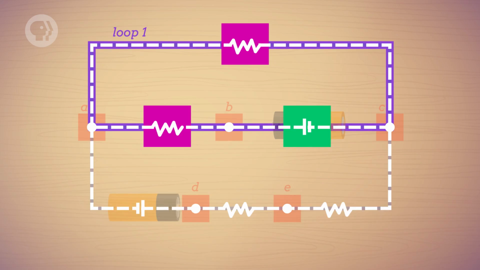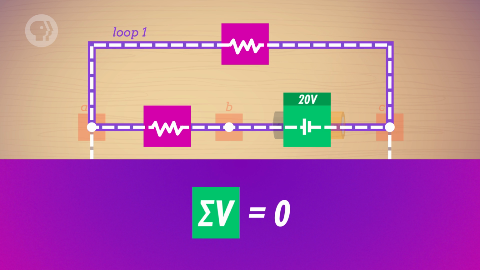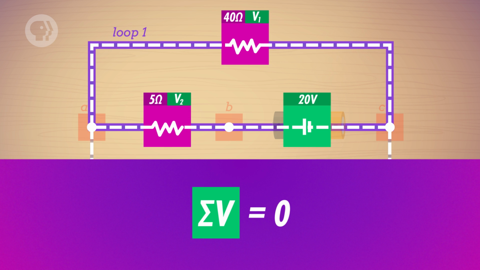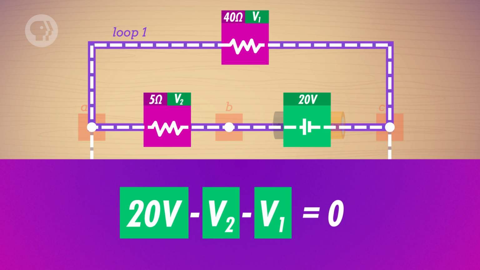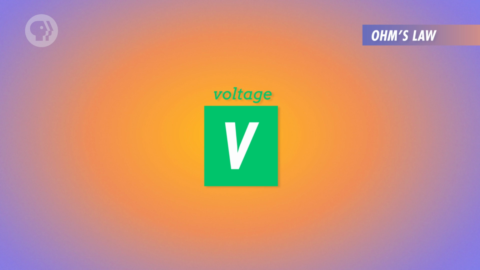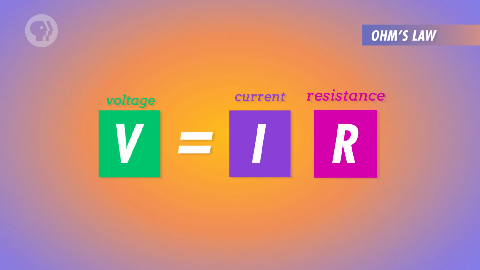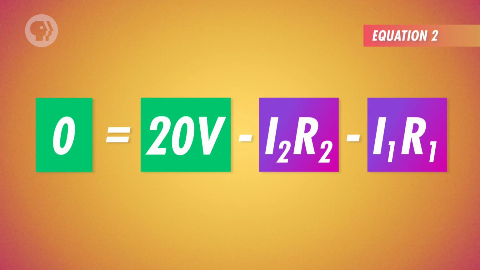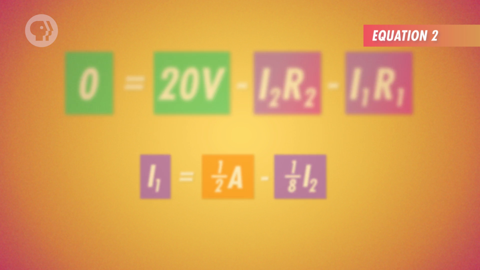Now you've got your loops and you're going to use them to solve the 3 unknown current values. Let's begin with loop number 1. In this loop, you have one 20-volt battery and 2 resistors, a 5 ohm and a 40 ohm one. You know that there's a voltage gain across the battery and a voltage drop across both resistor 2 and resistor 1. The voltage gain across the battery is 20 volts, but you don't know the voltage drops across the resistors. Thanks to Ohm's law, you can substitute the voltage drop across each resistor with the current times the resistance. Now you've got 2 unknowns in this equation, which we'll call equation 2. Let's set that aside as well.